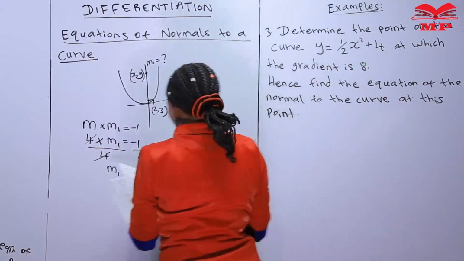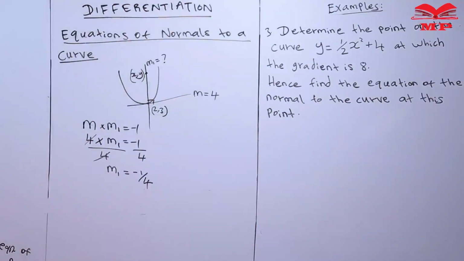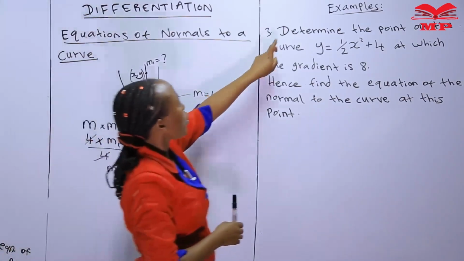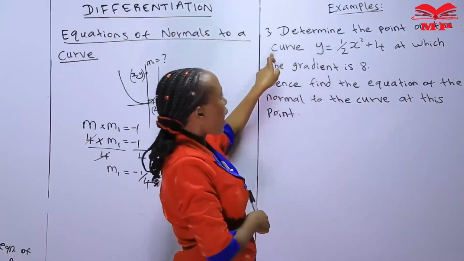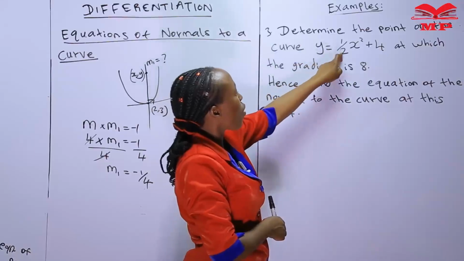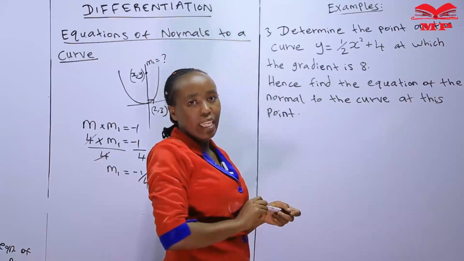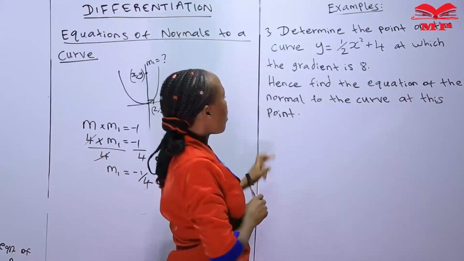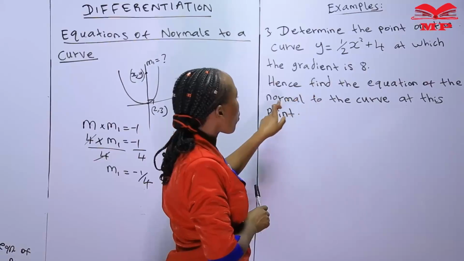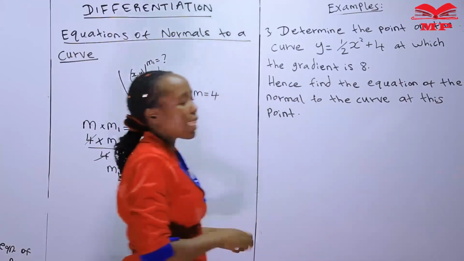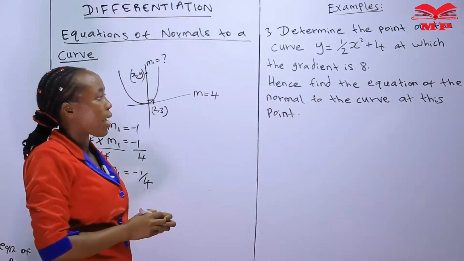So that is the question that we have been given. Again, it is also a very simple question. We are told to determine the point on the curve y is equal to a half x squared plus 4, at which the gradient is 8. That should be the first thing. Then we are going to find the equation of the normal to the curve at that point that we'll get.